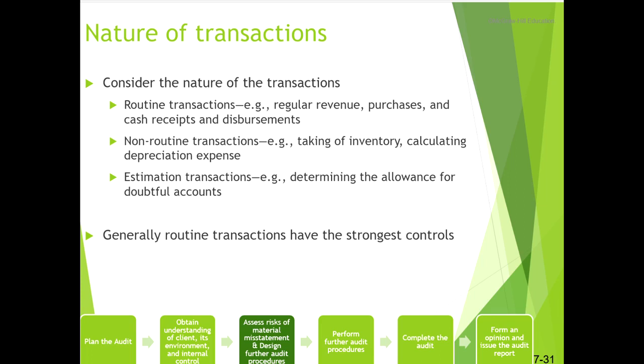The non-routine ones are still important and we still are designing controls around them, or we want our client to, but it's possible that those controls aren't as well practiced, right? And therefore there might be some weaknesses there. So when we're thinking about the risks that could result in a material misstatement, we're going to think about these categories differently in terms of evaluating the internal controls and the likelihood that we could have an error given the nature of the transactions.